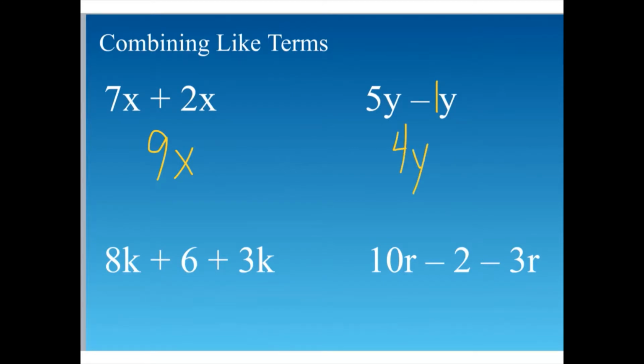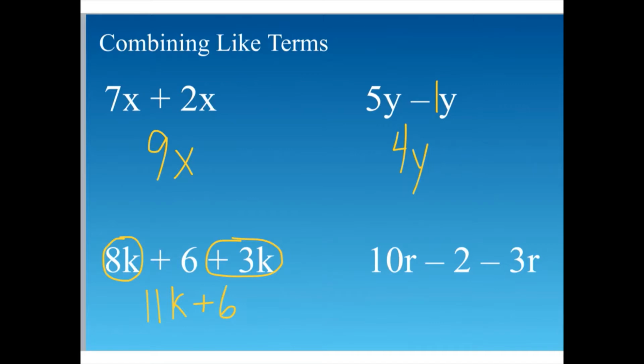Now let's look at this next one. Are all of them the same term? Well, no. We have an 8k and we have a positive 3k. But the 6 is not like those two. So I'm going to put together the 8k plus the 3k. See how it's really important to have that plus sign there. It tells us what to do. So 8 plus 3 is 11k. And then I'm going to just say plus 6 at the end because 6 is just by itself.